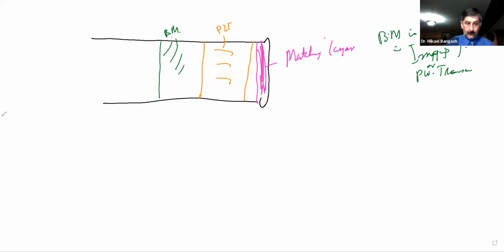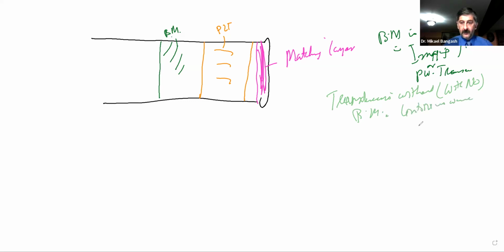On the other hand, we said transducers without, or with no, backing material are going to be continuous wave transducers, also known as non-imaging transducers, or also known as therapeutic transducers.